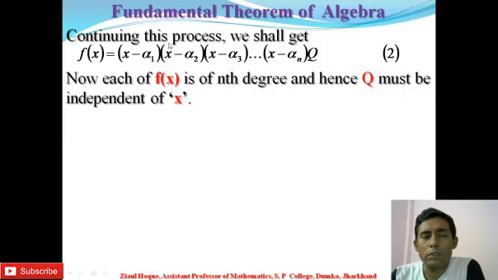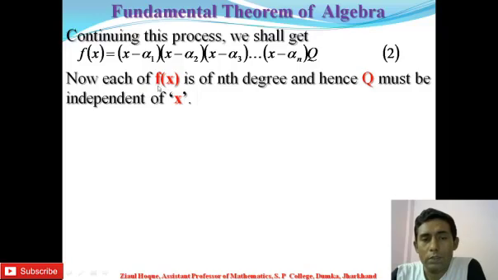Continuing this process, we shall get f(x) is equal to x minus alpha 1 into x minus alpha 2 into x minus alpha 3 up to x minus alpha n into q. Here x minus alpha 1 up to x minus alpha n is a polynomial of degree n. Therefore, q must be independent of x.